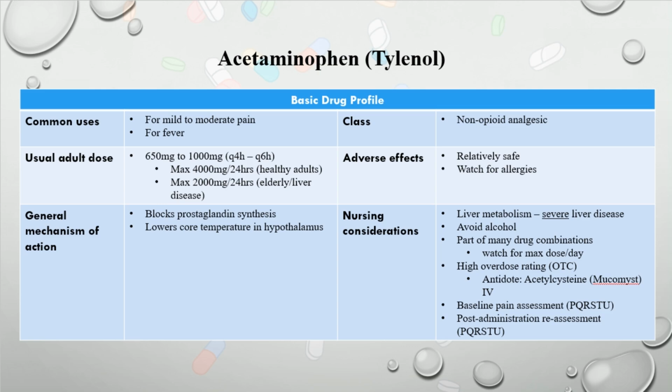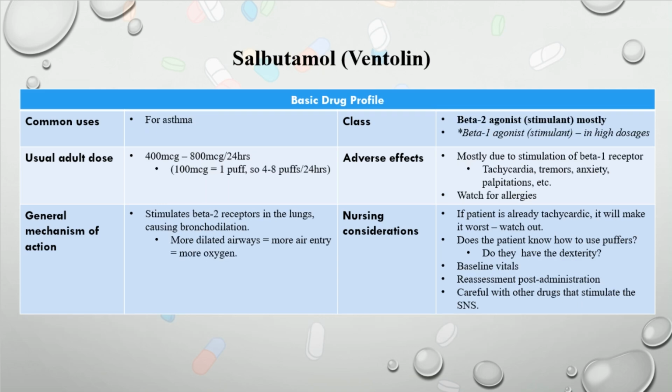We're going to perform a baseline assessment with our PQRSTU, and after administration of the Tylenol, we're also going to repeat our pain assessment with the same scale. Our next medication we're going to introduce is called Salbutamol, with a brand name Ventolin. We're going to use it for asthma. It belongs to the class of the beta-2 agonists, and agonist just means stimulant mostly.